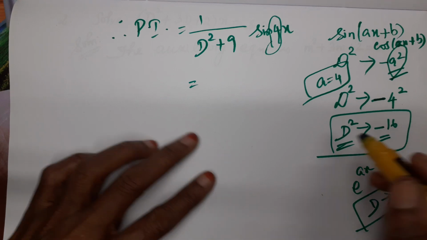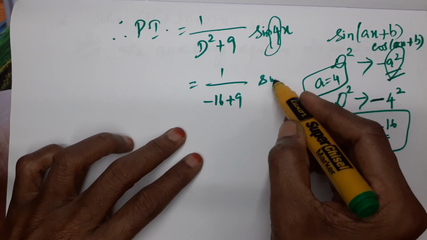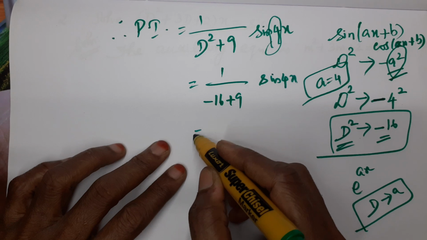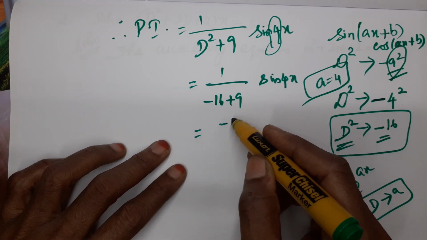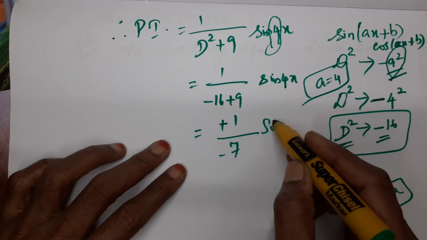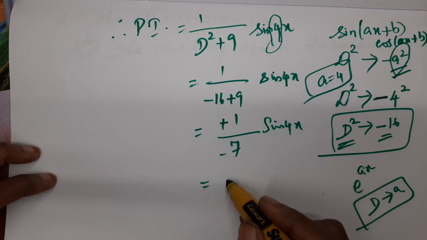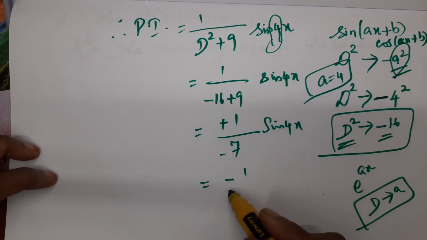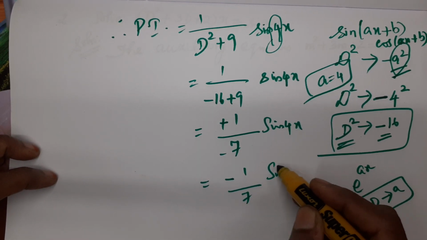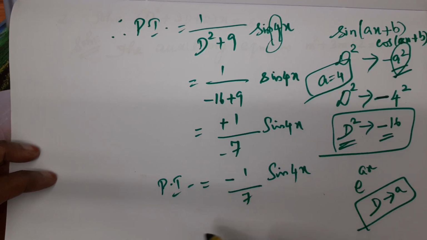D squared can be replaced by minus 16. So 1 by minus 16 plus 9 into sin 4x, which is 1 by minus 7 sin 4x, which I can rewrite in this way. I can take this negative sign to the numerator. So minus 1 by 7 into sin 4x. This is my PI.